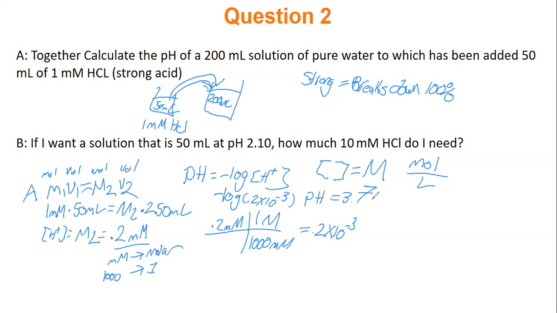All right, so that was A. With all my scribbles on the page, see if you can figure out B, where I want a solution that's 50 milliliters at a pH of 2.10. How much 10 millimolar of HCl do I need?